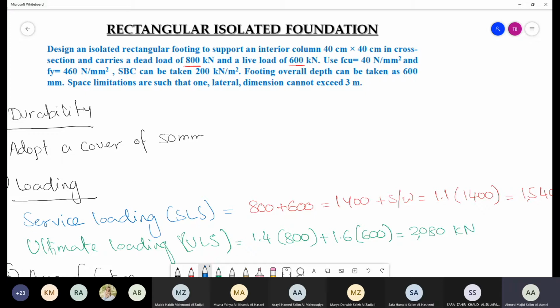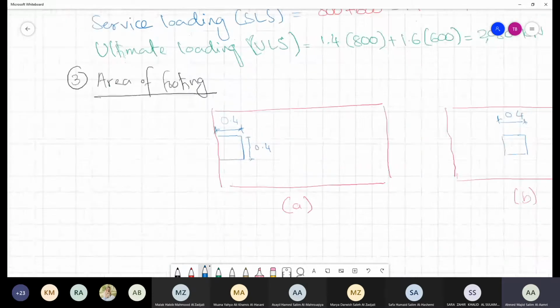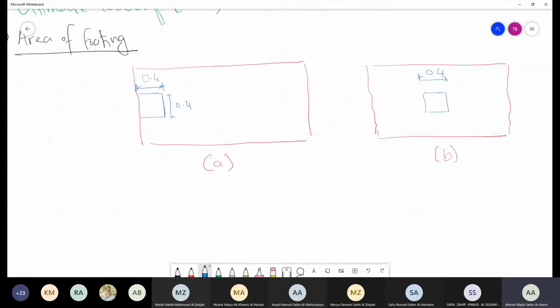Safe bearing capacity to be taken as 200 kilonewton per meter square. Footing overall depth can be taken as 600, so the depth of the footing has been given for us. Space limitations are such that one lateral dimension cannot exceed 3 meters. So we have one of the dimensions to be 3 meters. Which dimension, we will see. Okay. Now we agree that this is going to be more of case B rather than case A because we have an interior column.